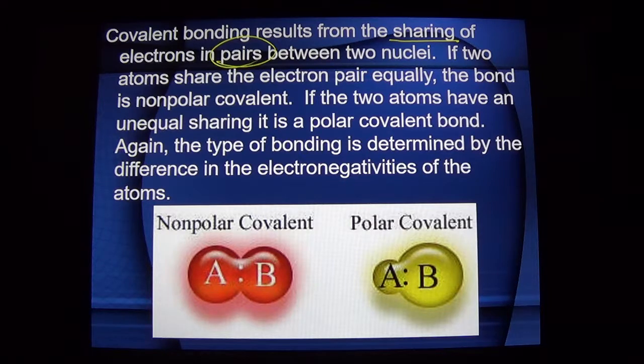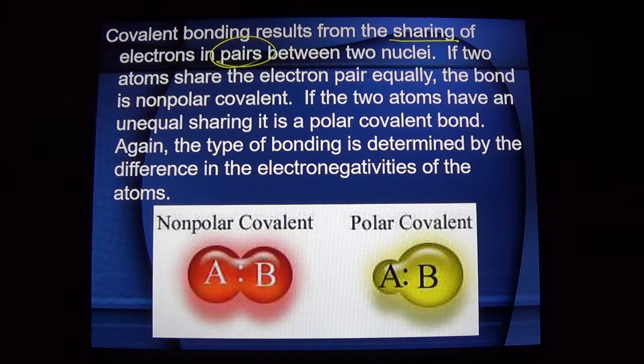Electrons always are shared in pairs. Now we can transfer 1 electron or 2 electrons or 3 electrons. We'll get into more of that later when we actually look at the shapes and bonds. But with sharing, we always share in pairs.